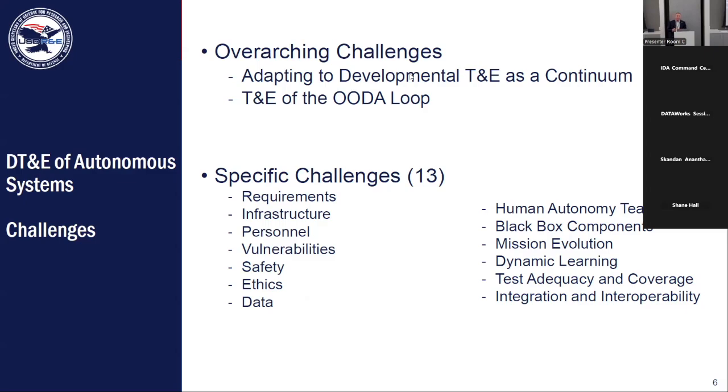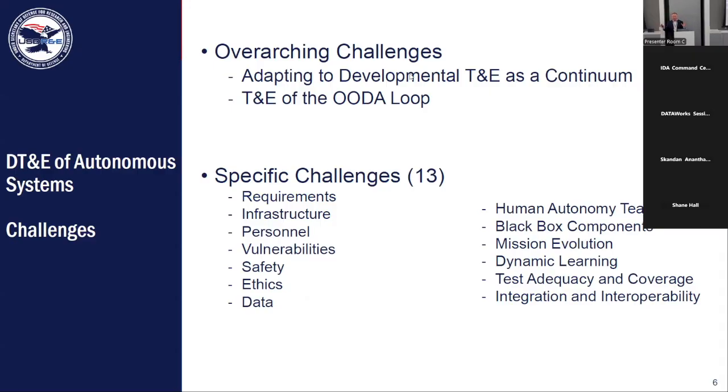Okay, so challenges that make autonomous system testing hard. The way we've written it up in our guidebook, we've got two overarching challenges, and then a bunch of specific challenges. I've got a slide on each of the overarching ones. I don't have slides on all the specific challenges today, just for time. But you can see we've got a bunch of them, and each of these challenges is important to somebody.